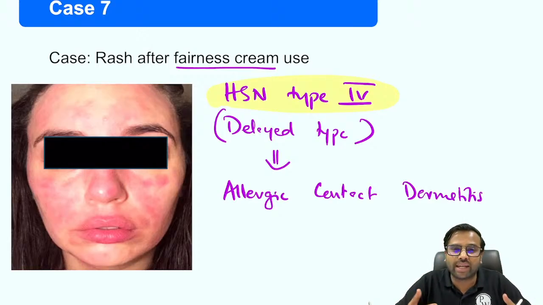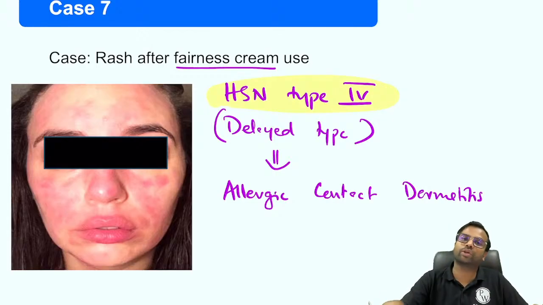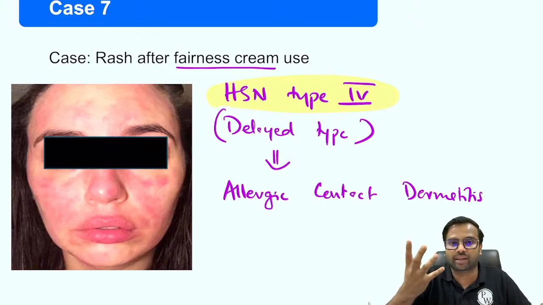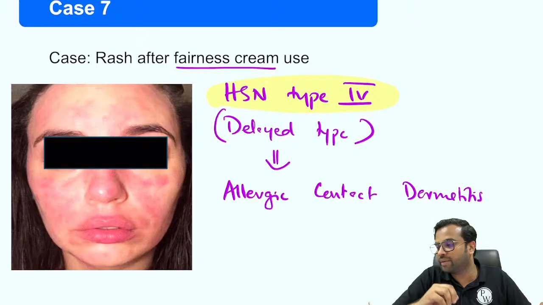And why does delayed type hypersensitivity happen here? Because when the patient applies the cream for the first time, there are no symptoms. When the patient is applying it repeatedly for second day, third day, fourth day, finally fifth day, the patient's body will start reacting. Okay, and that is why we call it as a contact dermatitis.